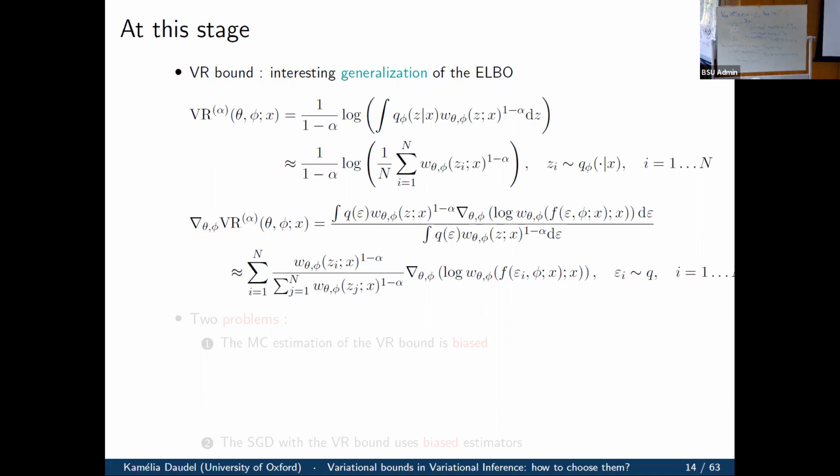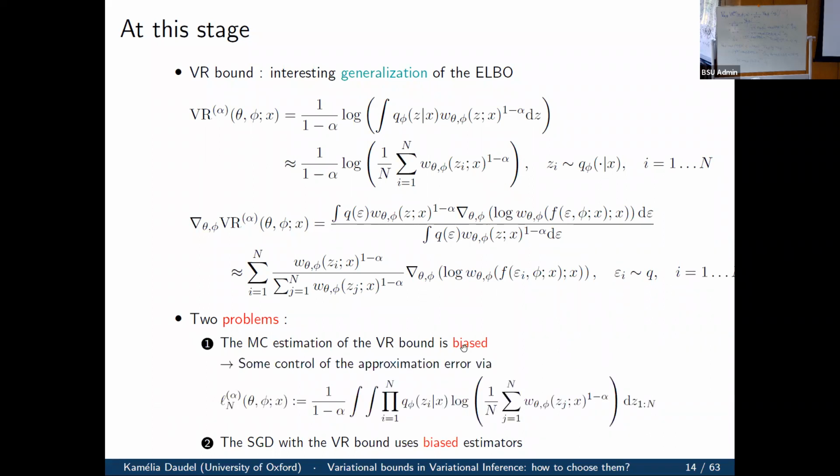So what have we seen thus far? We've seen that the VR bound seems to be an interesting generalization of the evidence lower bound. We've looked at an approximation of it and an approximation of its gradient, and we've identified two problems. The first is that the approximation of the VR bound is biased, and the second is that the stochastic gradient descent of this VR bound is also biased. We've seen a way to alleviate the first problem, but we haven't seen anything yet about the second one, which for me is the worst one.